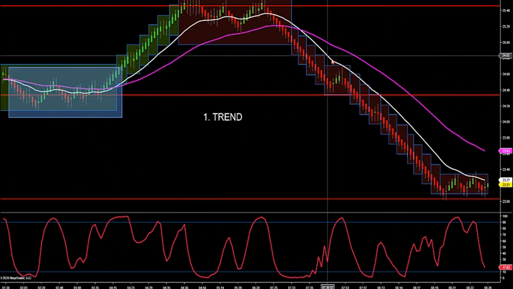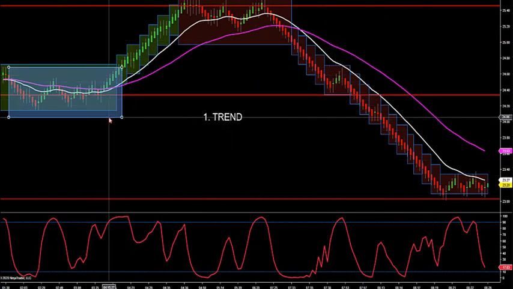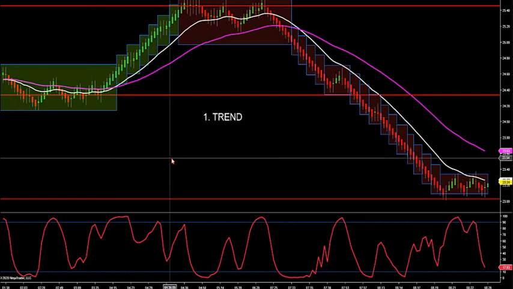That is a flat market. This is a trending market. So we've got to find the trend. That's the first thing we do. The markets can only do two things. They can A, trend, or B, go sideways. Very simple, not hard to understand.